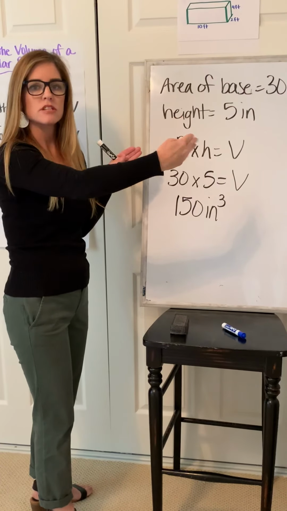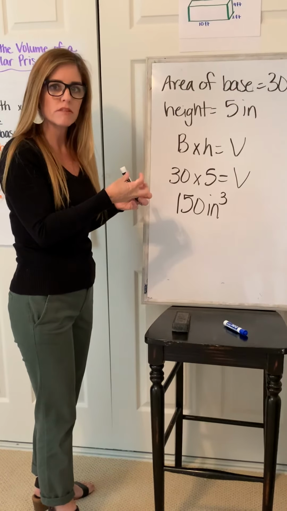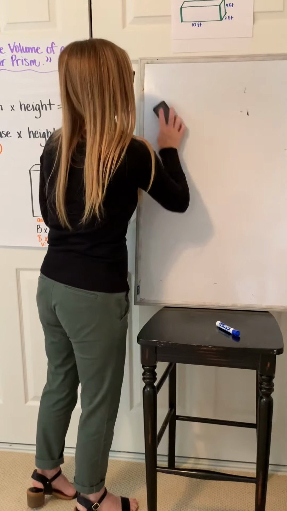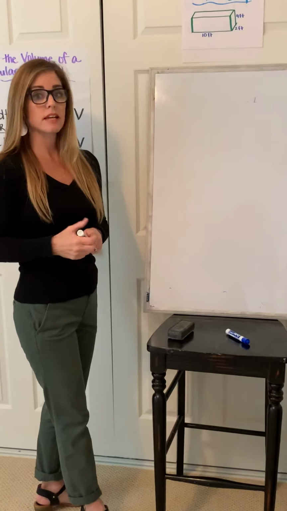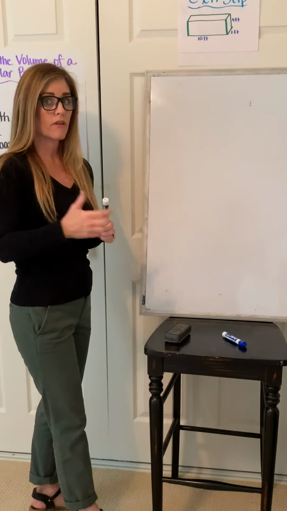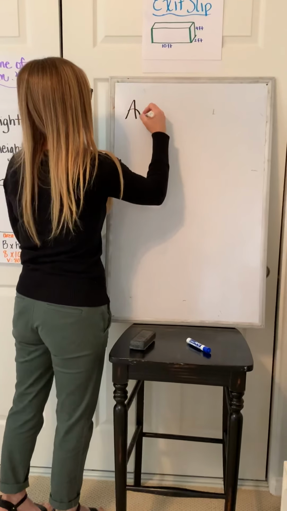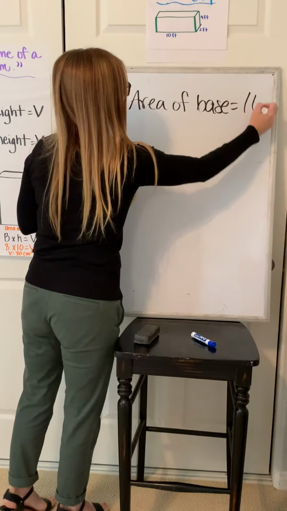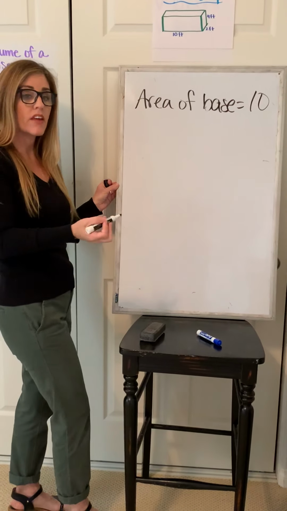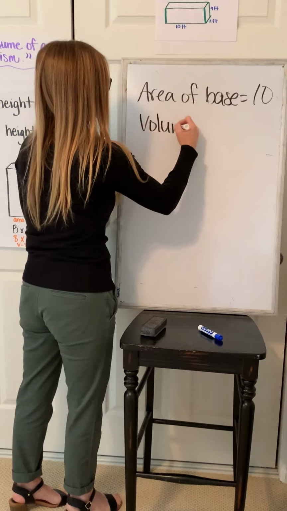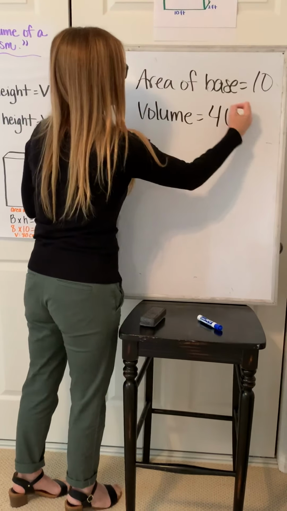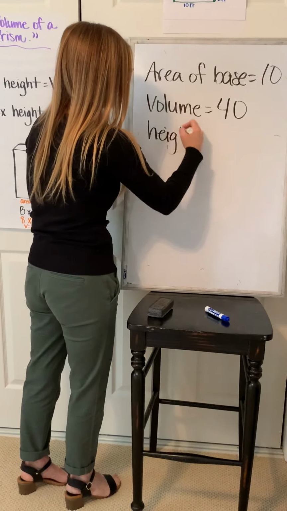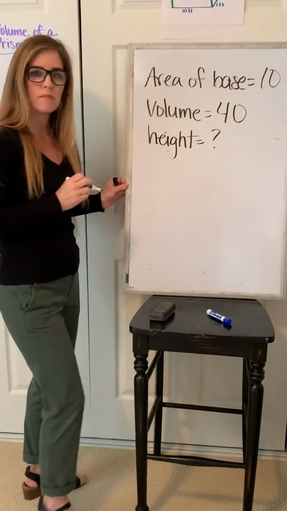Sometimes you have 3 dimensions. Other times they've solved for that area of the base times the height. Okay, the last one that I want to just do a real quick one for you is when the height is missing. Sometimes they'll provide the area of the base. So we're going to say that the area of the base is 10. And the height is missing, and they give you the volume. We'll say that the volume of it was 40. What is the height? So the question that you will have on the quiz, what was the missing height?